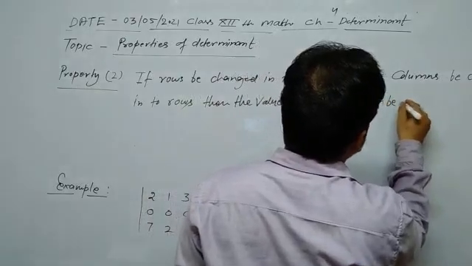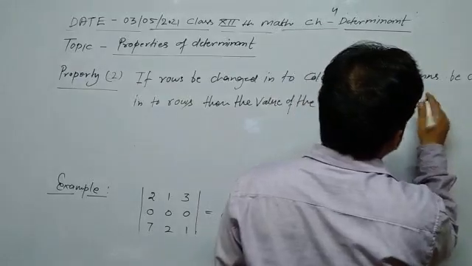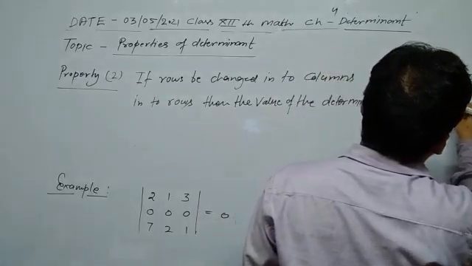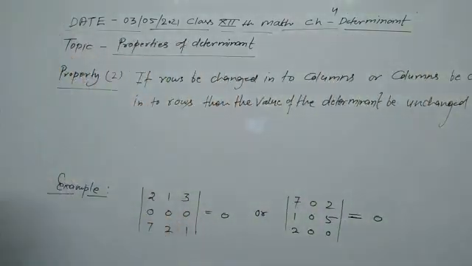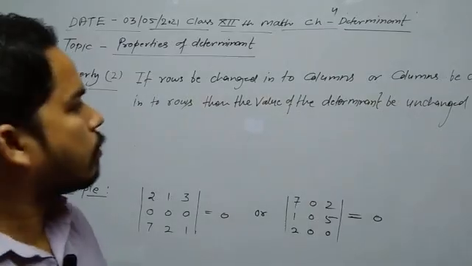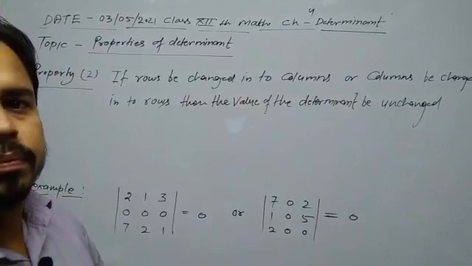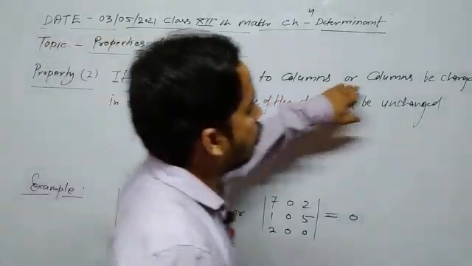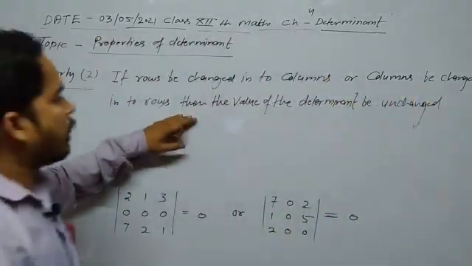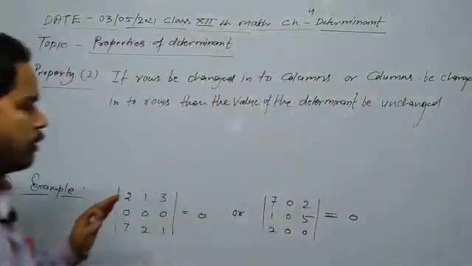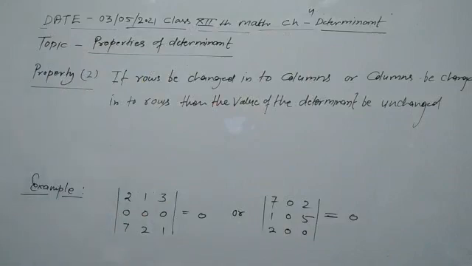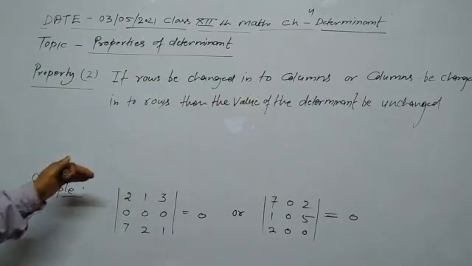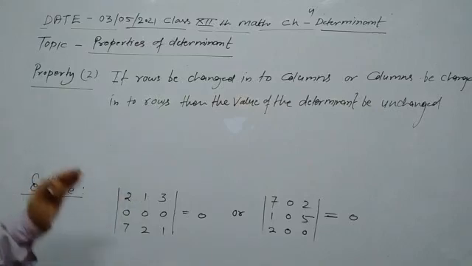Determinant be unchanged. So see, if rows are changed into columns or columns are changed into rows, then the value of the determinant is unchanged. See the concept. If we change columns into rows or rows into columns, the value of the determinant never changes; in both cases it is the same.